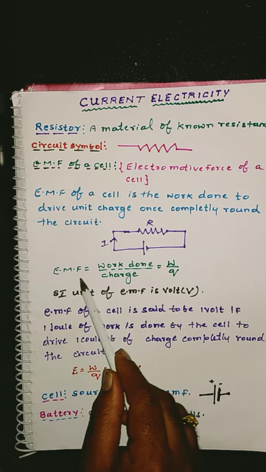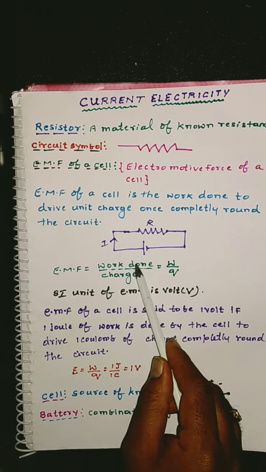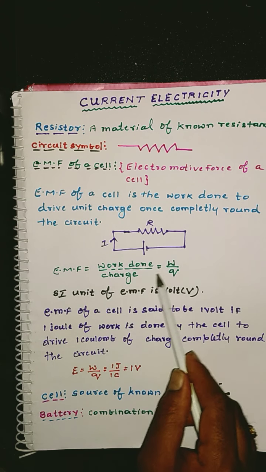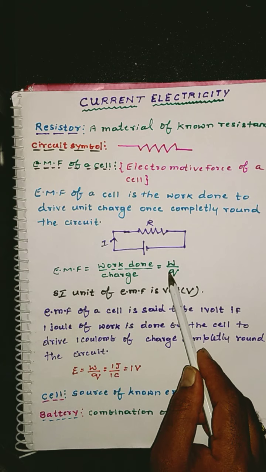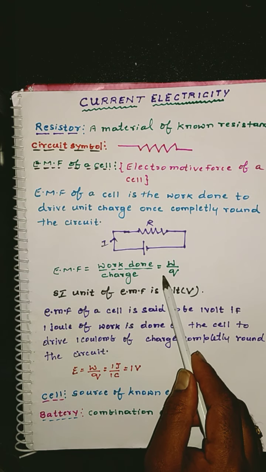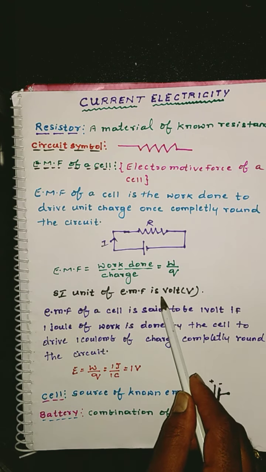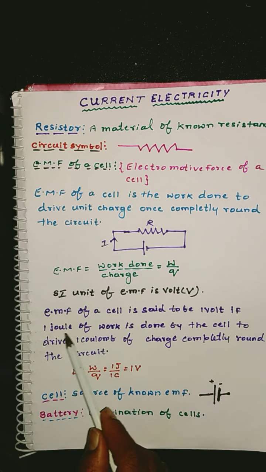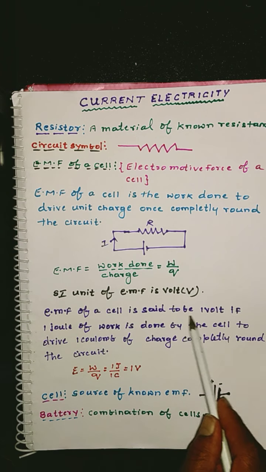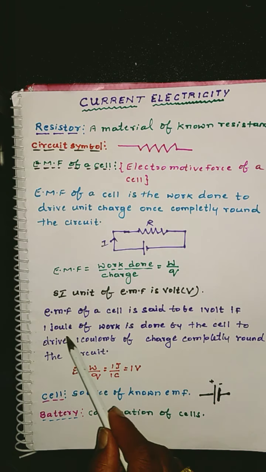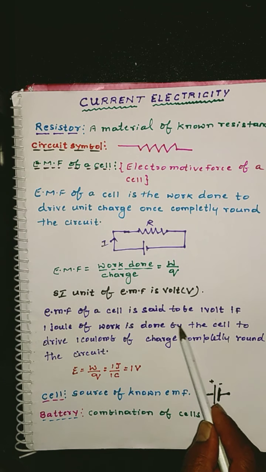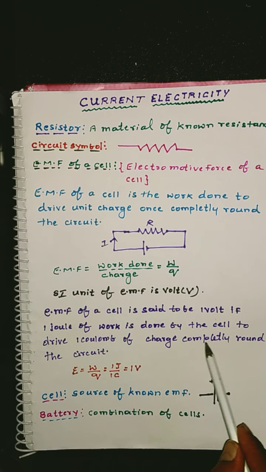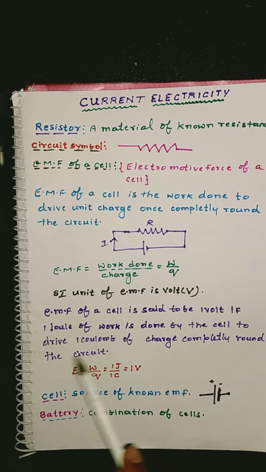Remember, EMF of a cell is mathematically measured by the ratio of work done to the charge moved, W by Q. If you remember, this was also the same with respect to potential. So the SI unit of EMF is also volt, represented by V. EMF of a cell is said to be 1 volt if 1 joule of work is done by the cell to drive 1 coulomb of charge completely round the circuit.